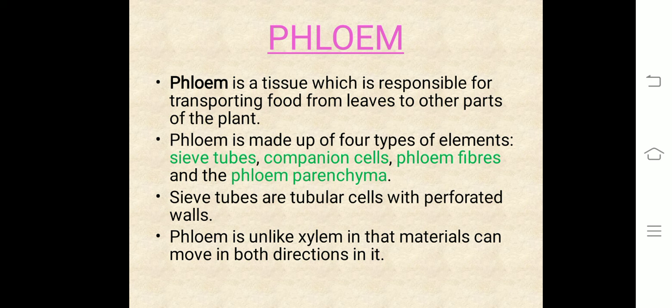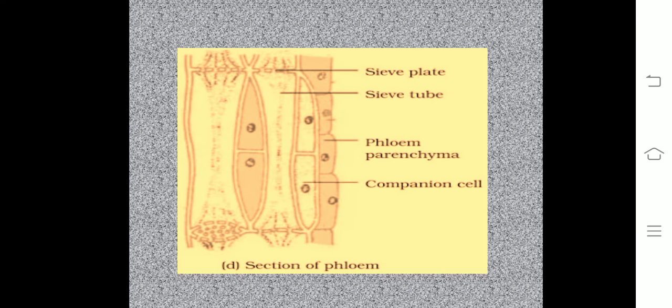Phloem is unlike xylem in that materials can move in both directions in it. In the case of phloem, we know that phloem transports food from leaves to different parts of the plant. Now, the material can move in both directions in the case of phloem, but this is not the case with xylem. Water and other nutrients get transported only in a single direction. This is the diagrammatic section of phloem.